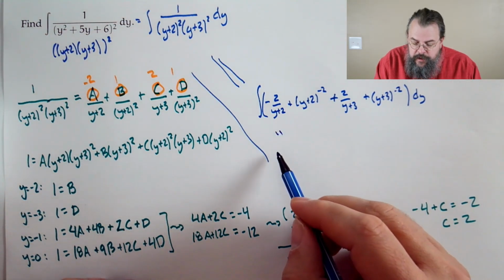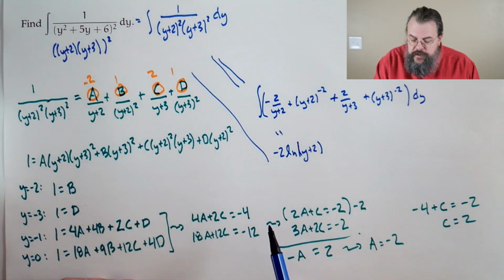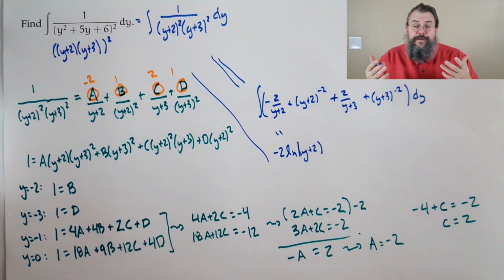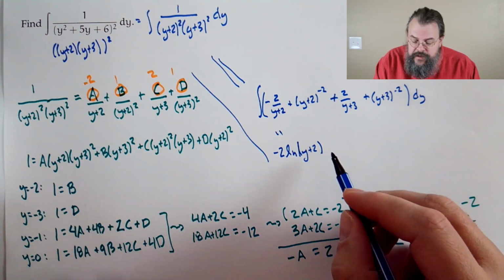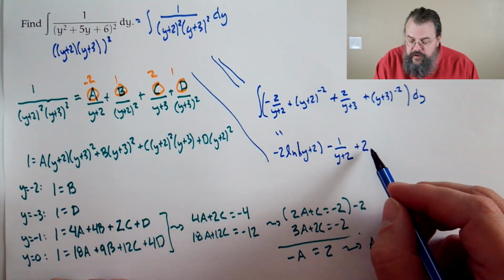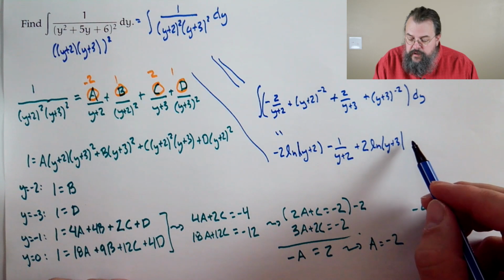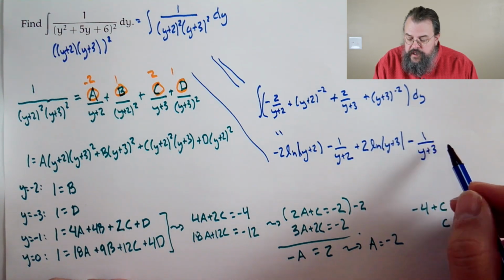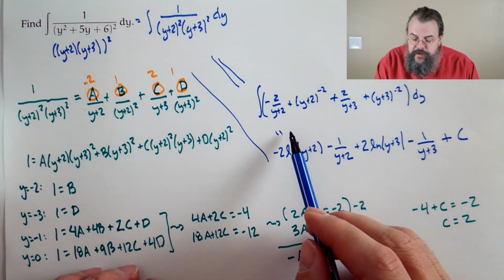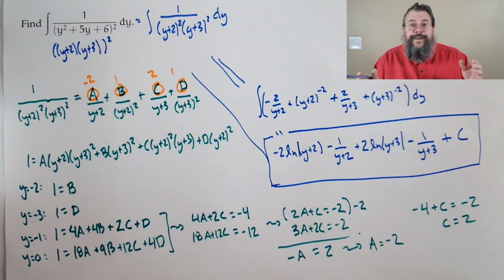So we end up with minus 2 log y plus 2. Okay, that's the integral of the first term. Then here, integral of y plus 2 to the minus 2, add 1 to the power, so it's y plus 2 to the minus 1, divided by that power. So that's minus 1 over y plus 2. Next term, plus 2 log y plus 3. And similar, minus 1 over y plus 3. And of course, plus c. It's an indefinite integral. Don't forget the plus c. And that's it. We did it.